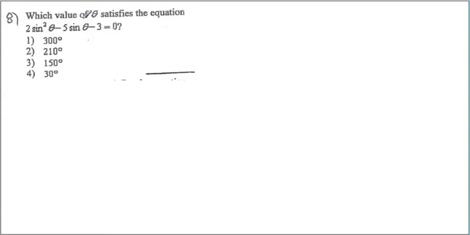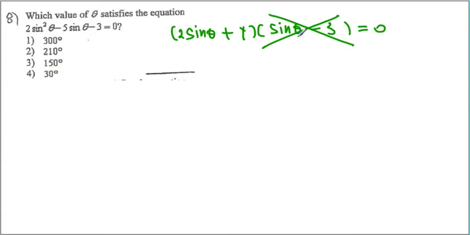Now here, which value satisfies this equation? Once again, one of the easy things we can do is sketch it, but I'm sure factoring will be quite easy, so we're going to try to do this one by hand this time. Once you try to factor this one, we realize that the factoring will be 2 sine theta and sine theta equals 0. Here, to make the negative 5, we're going to have negative 3 here, positive 1 here. Then we realize sine can never be equal to 3, so we can forget about that one.